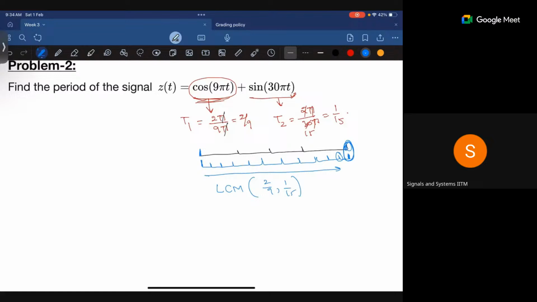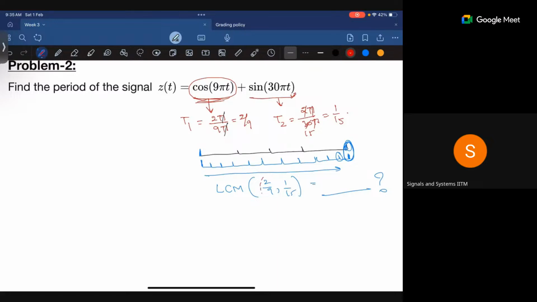If I do that, what will I get? In the denominator it will be 45, and then the numerators will be 10 and 3, and then we will take the LCM of those numbers, which becomes 30, and the time period will be 30 by 45, which is 2 by 3. Correct.